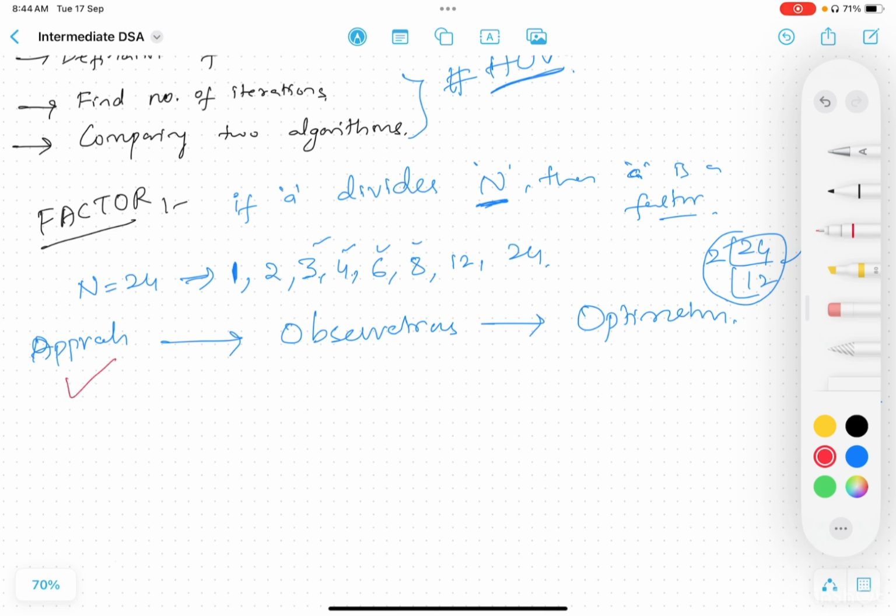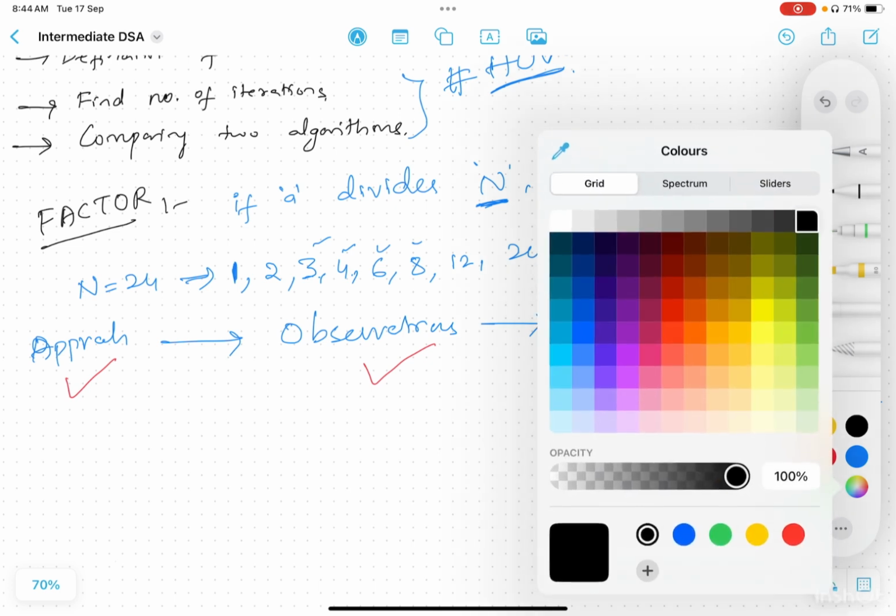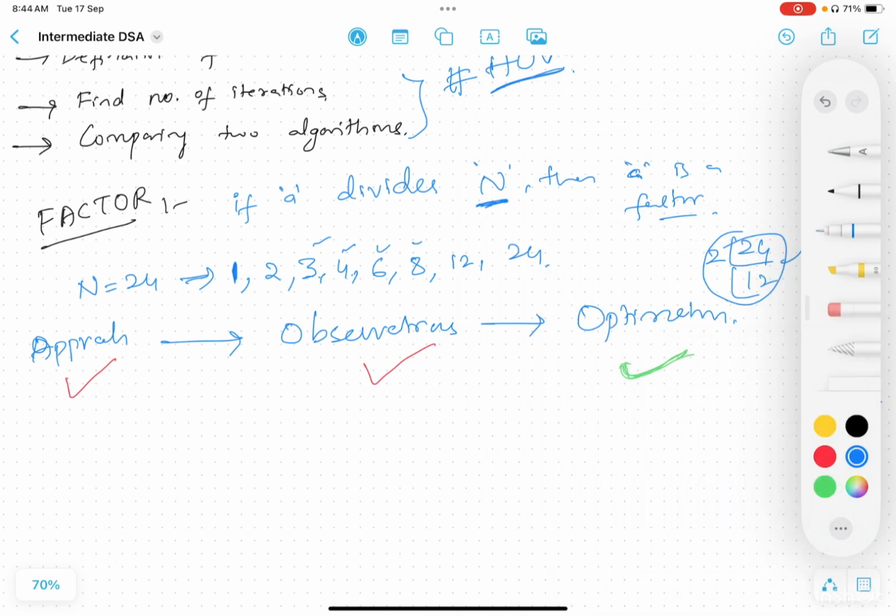Your approach and observations are most important, because if you have these two, your optimization is always green. You can always optimize your code. Observations are a must, drawing conclusions is a must. So from the above way, whatever I am discussing, right?